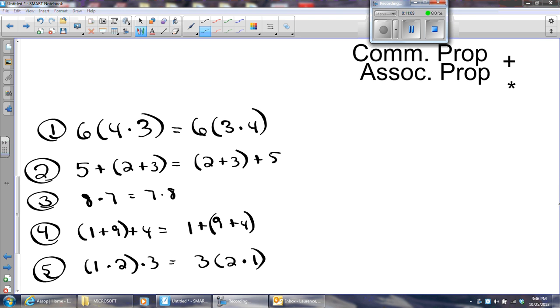I would like you to take a moment and try to identify which property is commutative or associative, and if it applies to addition or multiplication, which will be super duper easy. All right, go ahead and pause the video when you're ready. Unpause the video and you can see my solutions. Okay, problem number one, here comes my solution.